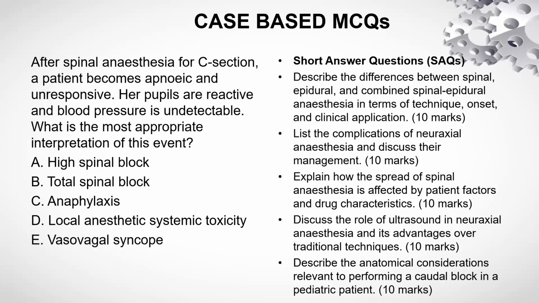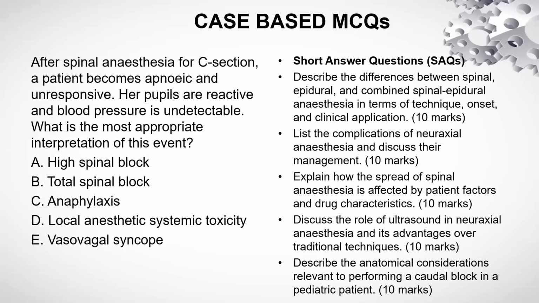Okay, so the last MCQ. After spinal anesthesia for C-section, a patient becomes apneic and not responsive. Her pupils are reactive and blood pressure is undetectable. What is the most appropriate interpretation of this event? B, total spinal. That is total spinal. Okay, who answered that? Can I get your name? Lilian from Kigali, Rwanda.